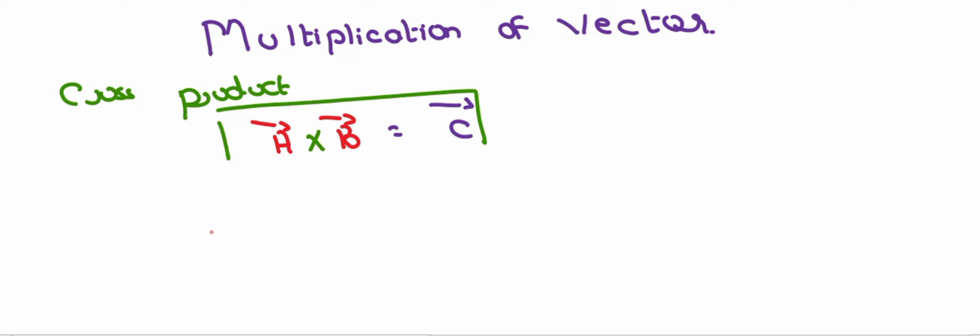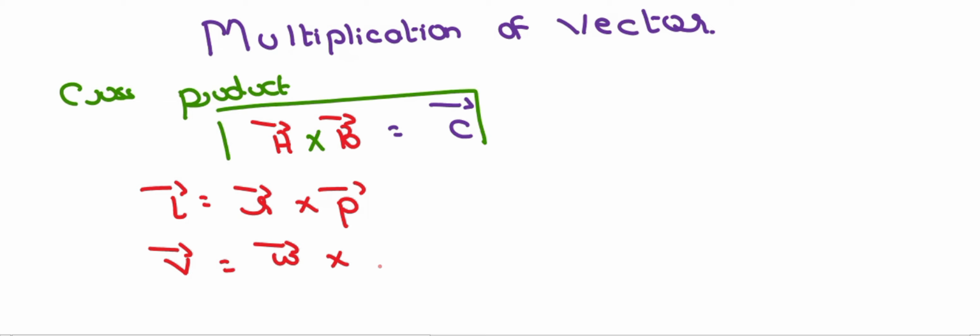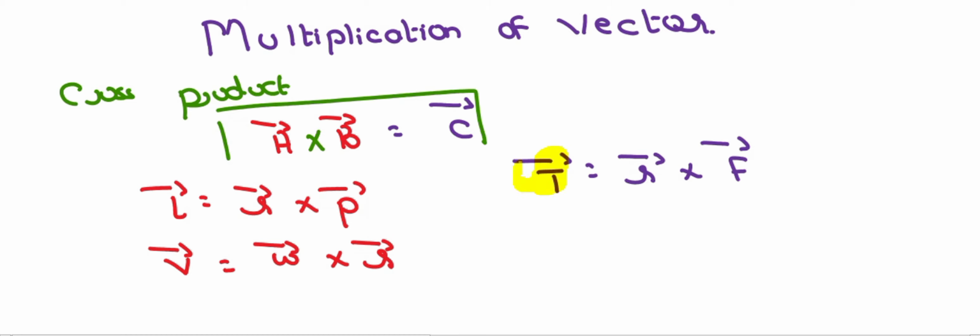Real life examples of the cross product are angular momentum, which is equal to the position vector cross the linear momentum; the linear velocity of a body moving in a circle, which is equal to angular velocity cross the radial vector; and similarly the torque applied to a body, which is equal to the moment arm, or lever arm, cross the applied force. The common point here is that after multiplying the two vectors, we get a vector quantity.